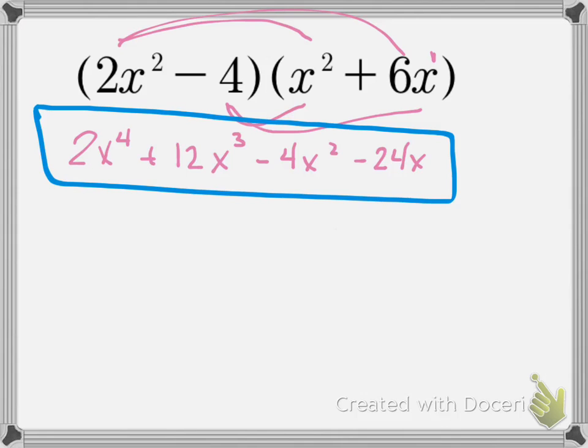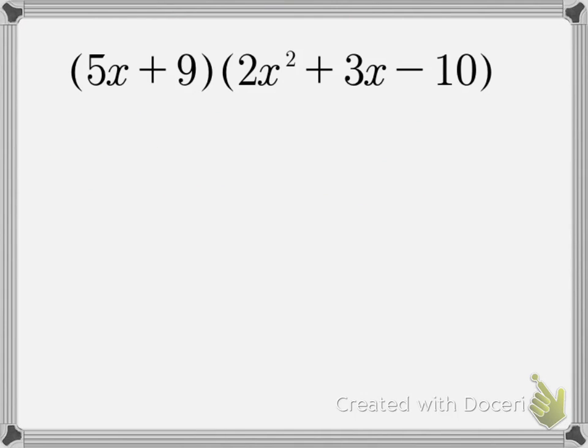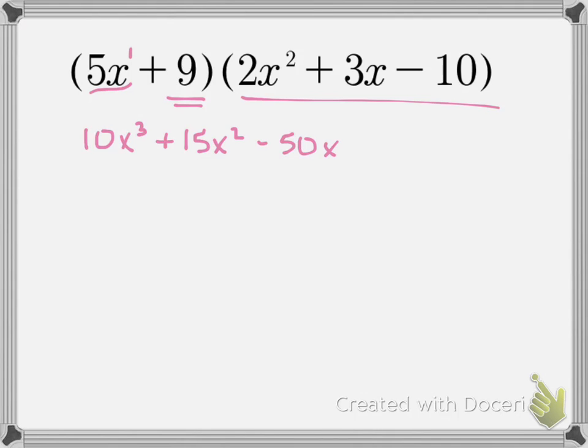Alright, so for another example, okay, again, you're going to have to multiply that 5x times this entire polynomial, and then you're going to have to do the 9 times that entire polynomial. So we're going to start off with 5. That is, 5 times 2 is 10, that's x to the third power. Alright, 5 times 3 is 15, and that's x to the second. 5 times negative 10 is negative 50, and that's x to the first.